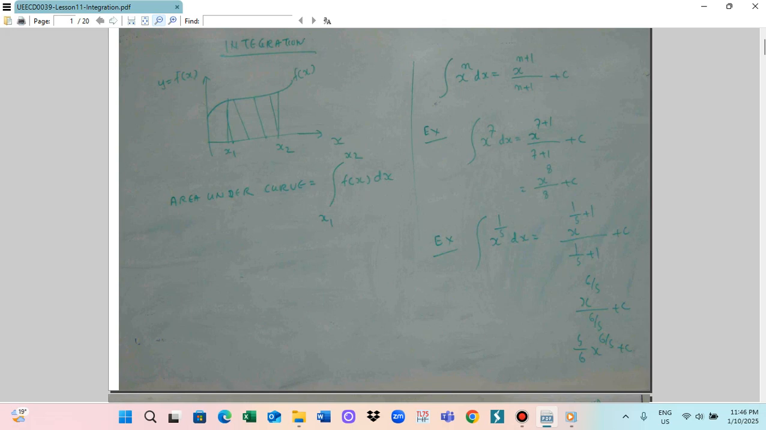So this is the graph of the f(x) curve. From h1 to h2, the area under this graph we can find by integration. So you can calculate the area under the graph from h1 to h2 as the integral of f(x) dx. So this we call integration. Integration is the way to find the area under the graph.